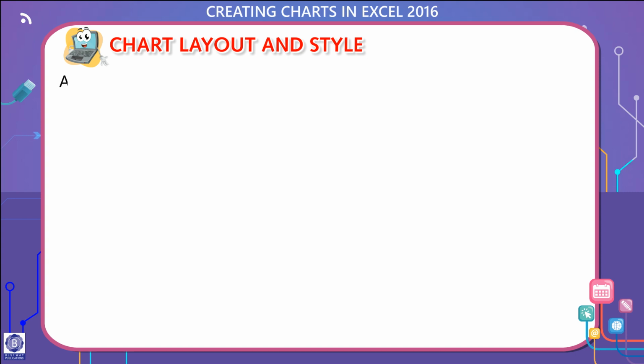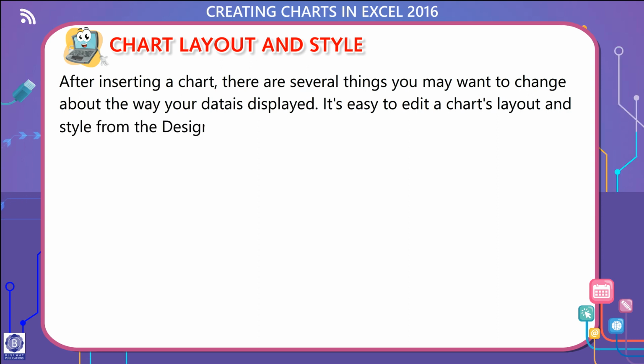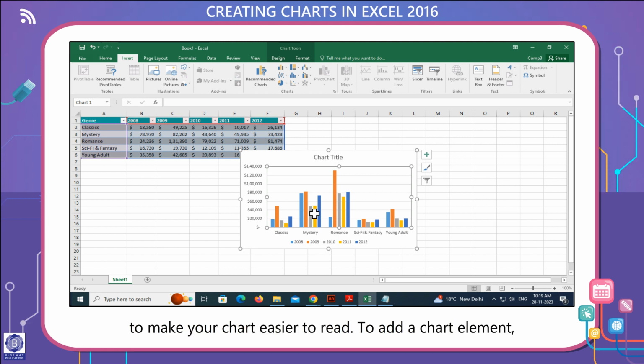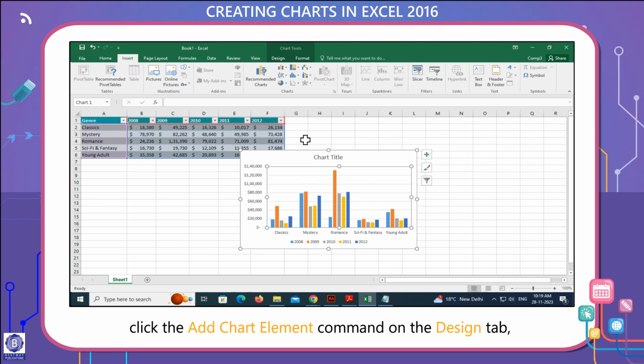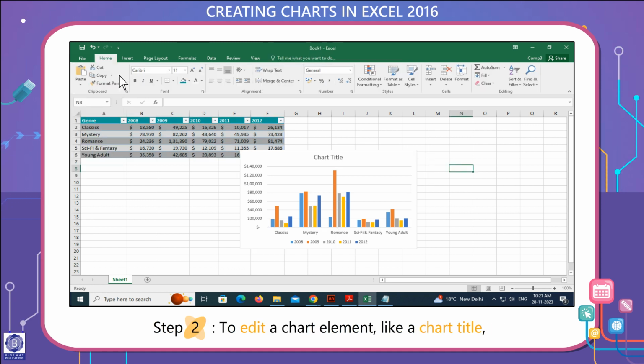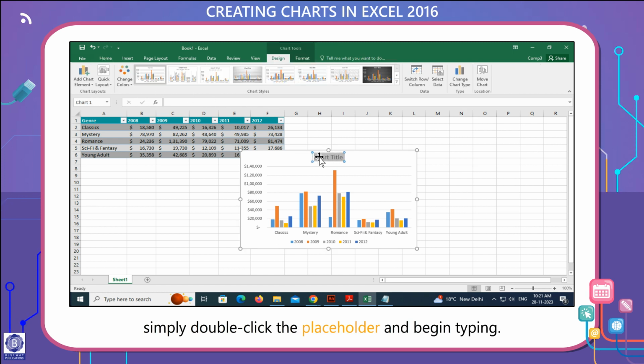Chart layout and style. After inserting a chart, there are several things you may want to change about the way your data is displayed. It's easy to edit a chart's layout and style from the Design tab. Step 1. Excel allows you to add chart elements such as chart titles, legends, and data labels to make your chart easier to read. To add a chart element, click the Add Chart Element command on the Design tab. Then, choose the desired element from the drop-down menu. Step 2. To edit a chart element, like a chart title, simply double-click the placeholder and begin typing.